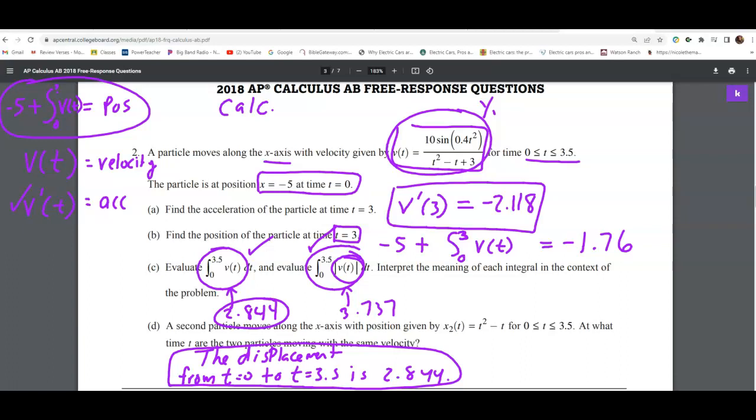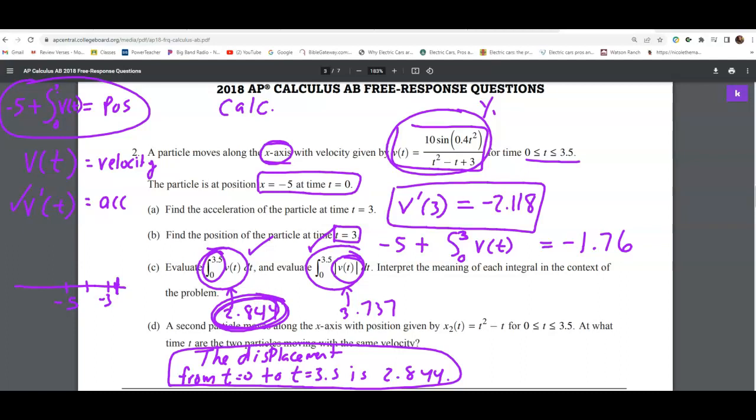But just to help you guys further understand it, displacement's a fancy word. Remember what that means. Since we're traveling on an x-axis, the particle starts at -5. So after 3.5 seconds go by, the object is now 2.844 spaces to the right of that. I can't do the math in my head, but 2 spaces to the right would be -3, so it's going to be somewhere right about here, about 2.844 spaces to the right. It's to the right of it because it's positive.